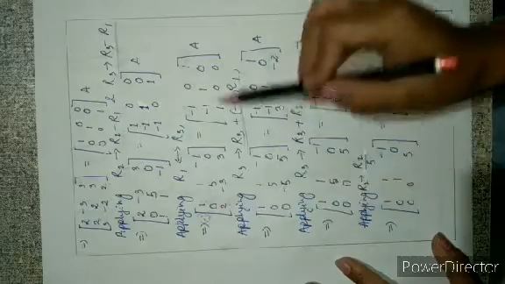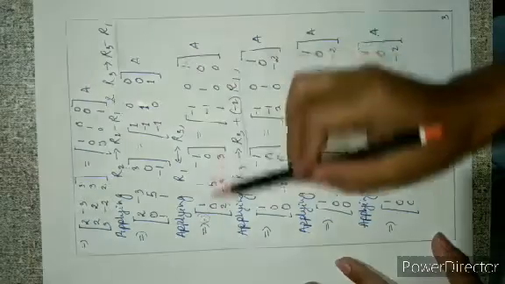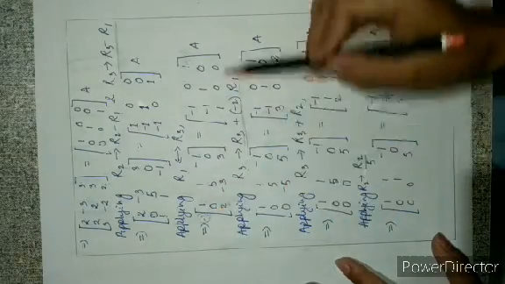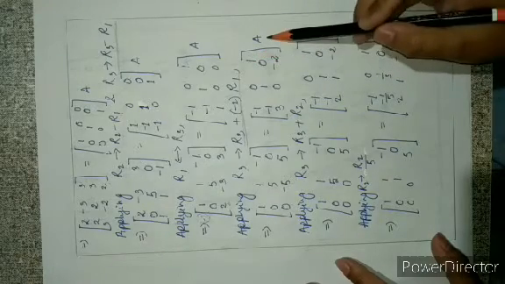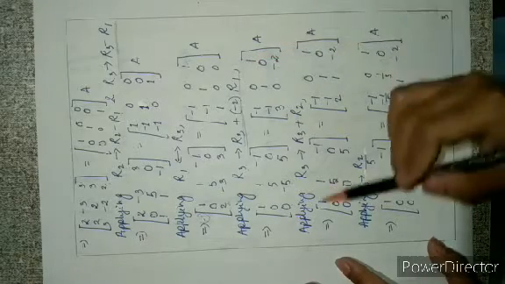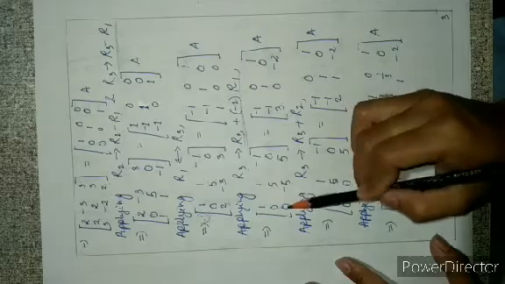0 into minus 2. 0 plus 0 is 0. 1 into minus 2, minus 2. Minus 2 plus 0, which is equal to minus 2. Then write matrix A.